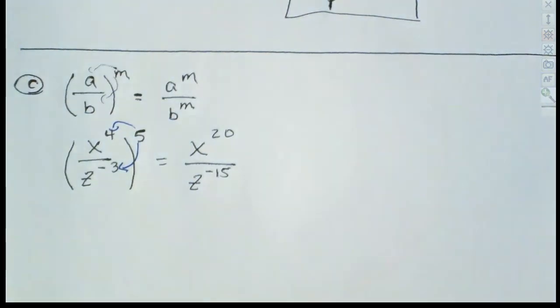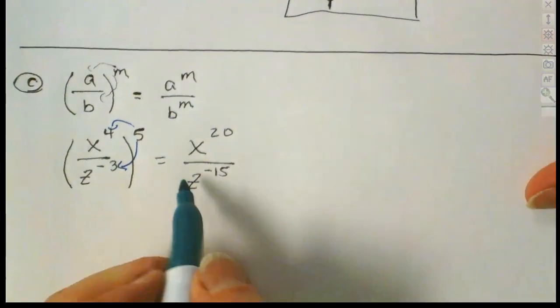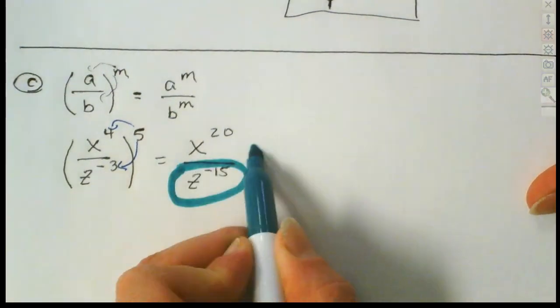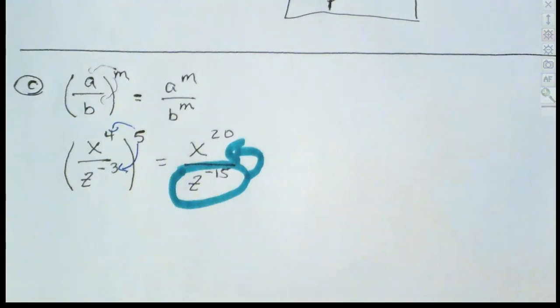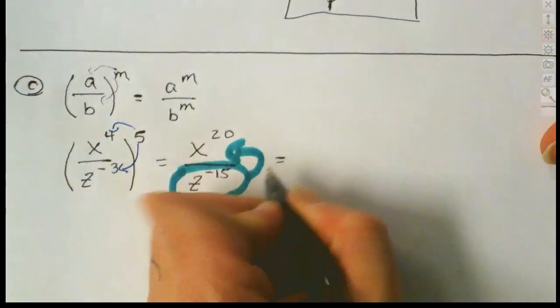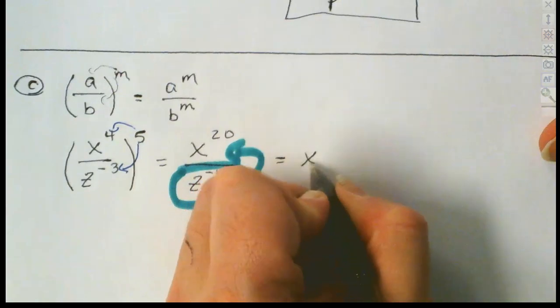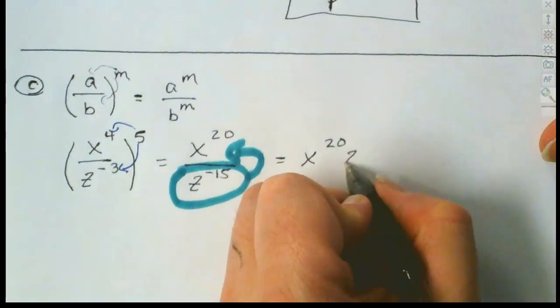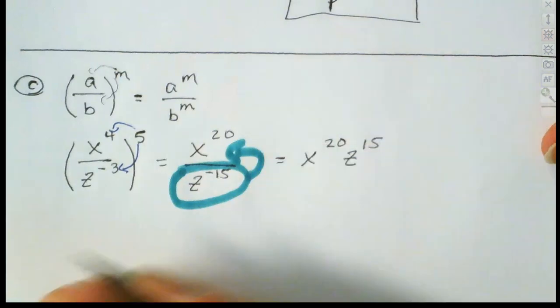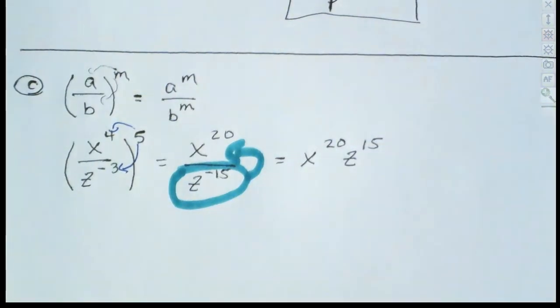Now, what can we never have in our final answer? Negative exponent. So if it's a negative exponent on the top, it goes below to the denominator. If it's a negative exponent in the denominator, it's going to rise up to the numerator. So in this case, this one right here is going to go up to the top. And so I would then rewrite it for my final answer as x to the 20th, z to the positive 15th power. And that would be my final answer there.